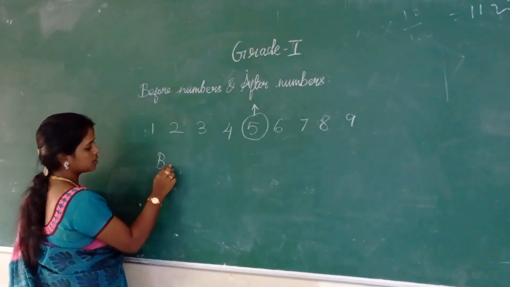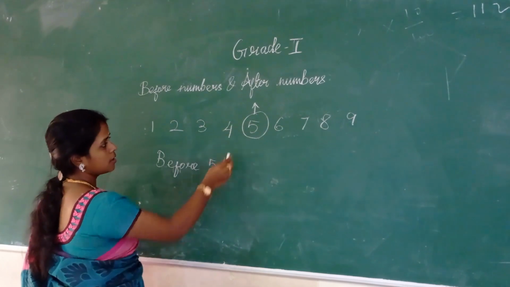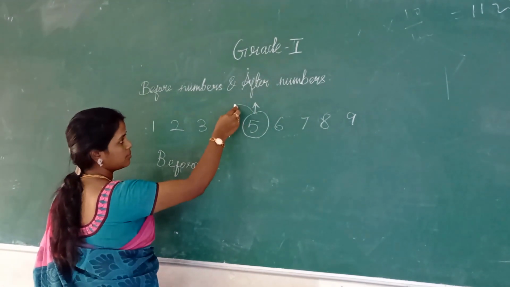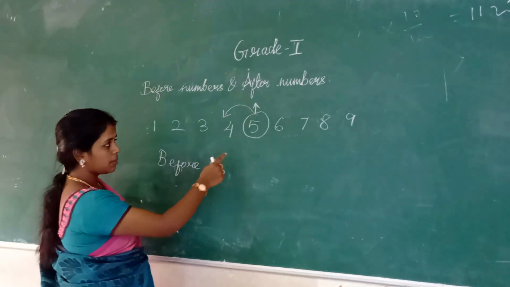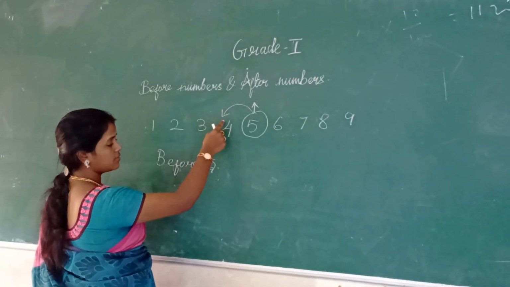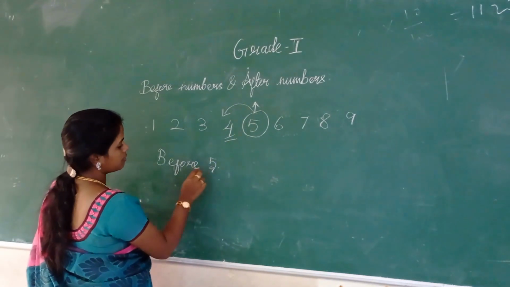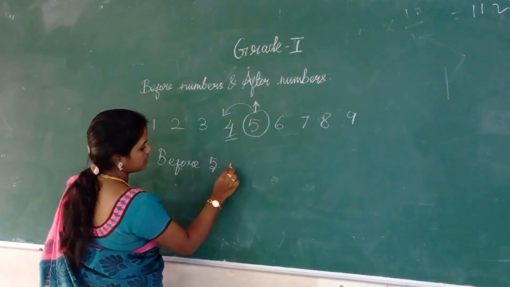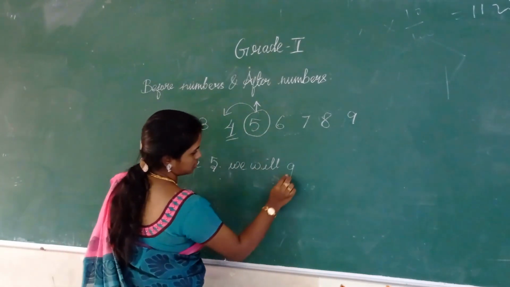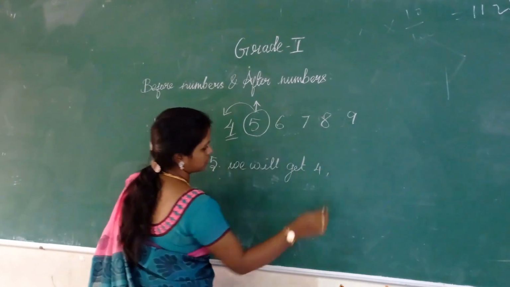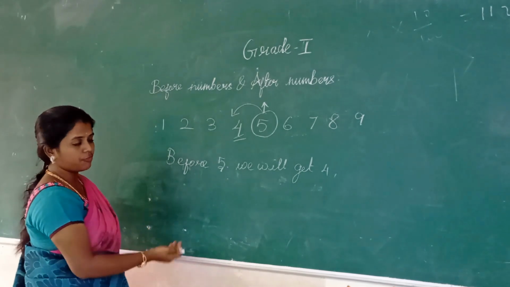Which comes before 5? Before means the number will come on the left side. Keep remembering that before means the number which comes on the left side. So what is on the left side? Number 4. Before 5 we will get 4. Then we will get 3, 2, 1. These are all the before numbers.